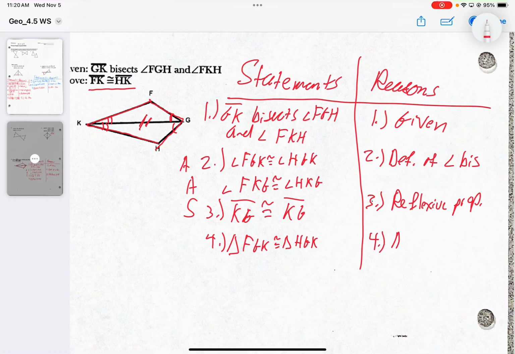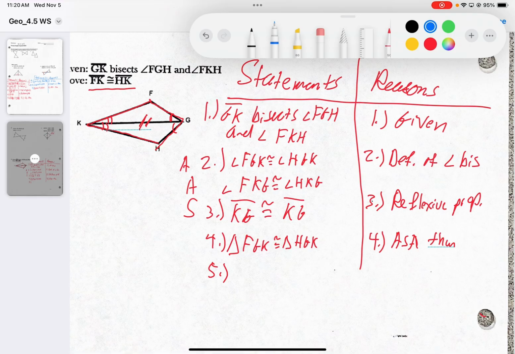And you got highest said angle, side, angle. All right, great. Now I know the two triangles are congruent. That means all of their pieces, parts are congruent. So can I say that FK, this side up here, is congruent to HK? Yeah, because I know all the pieces are congruent.